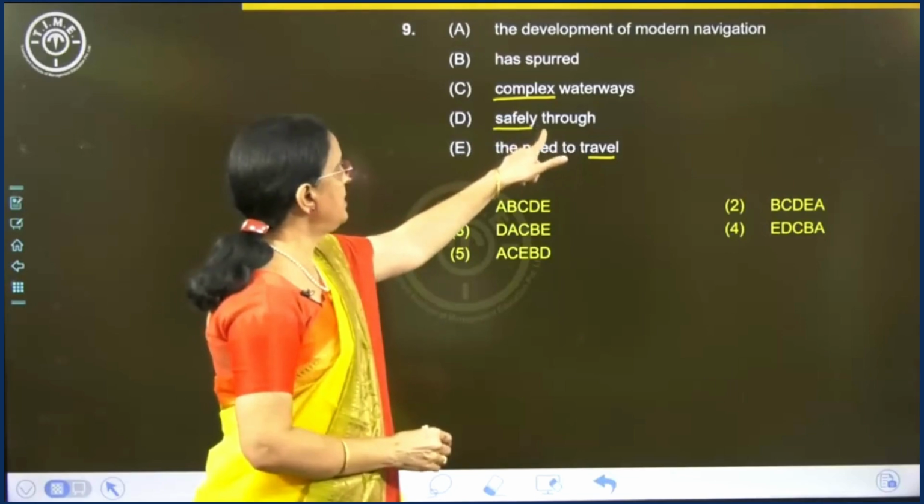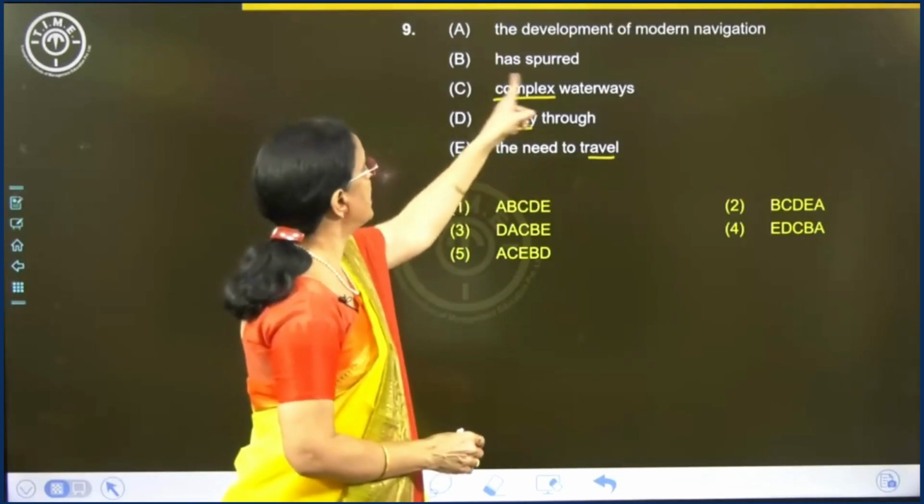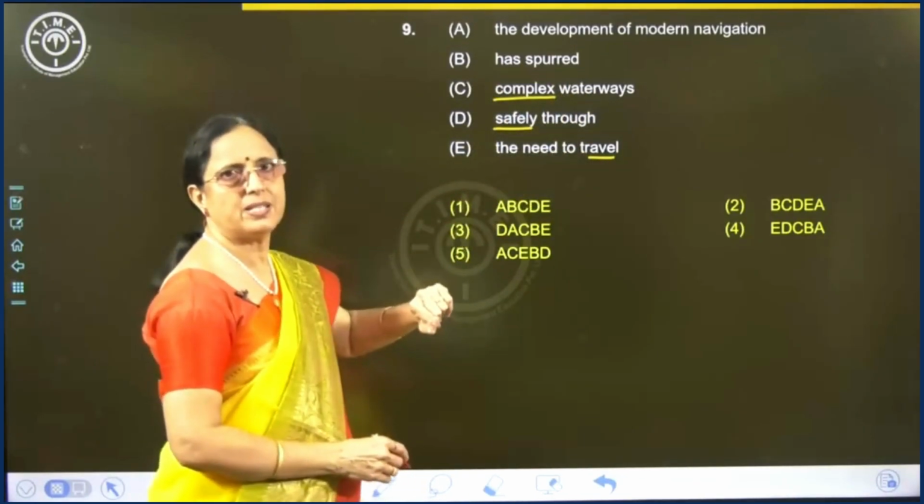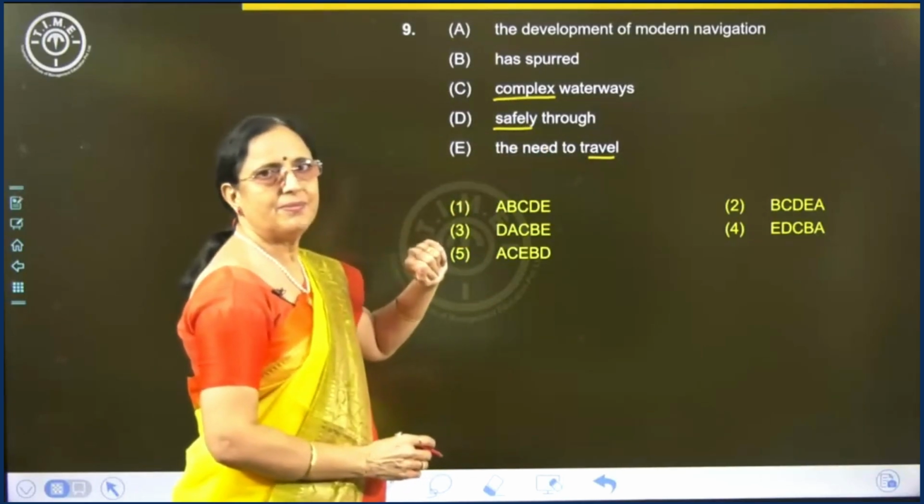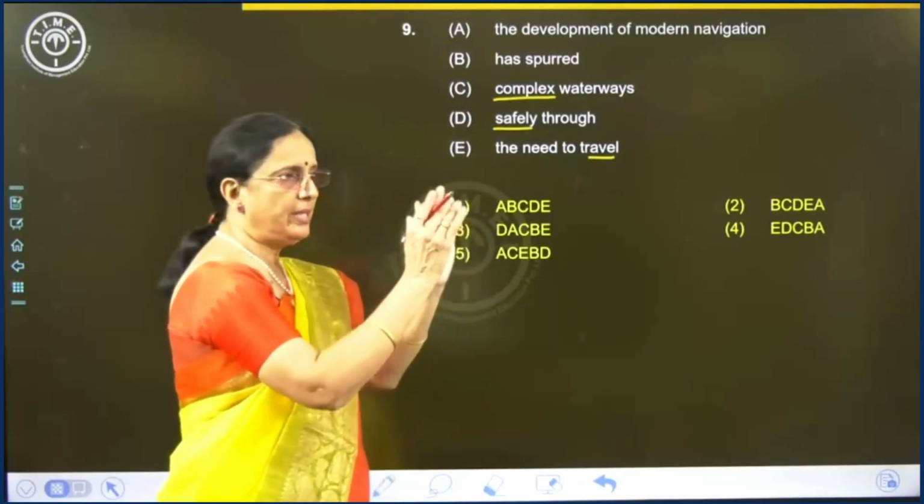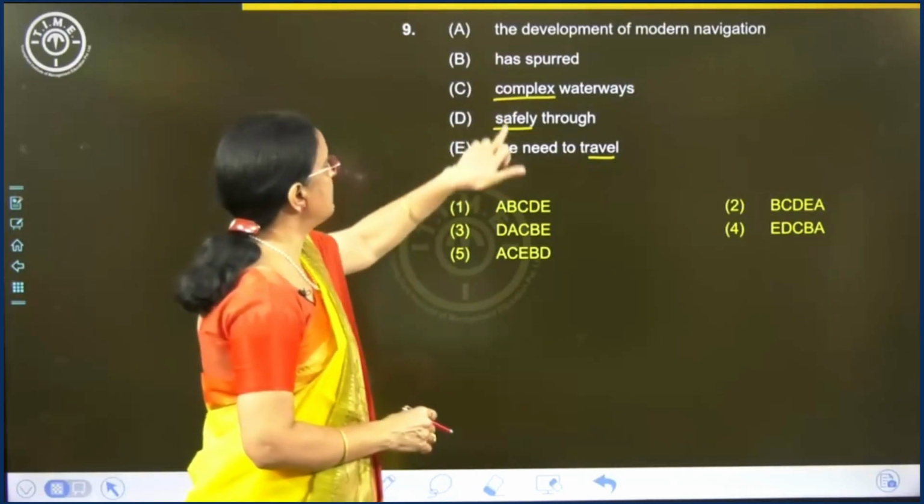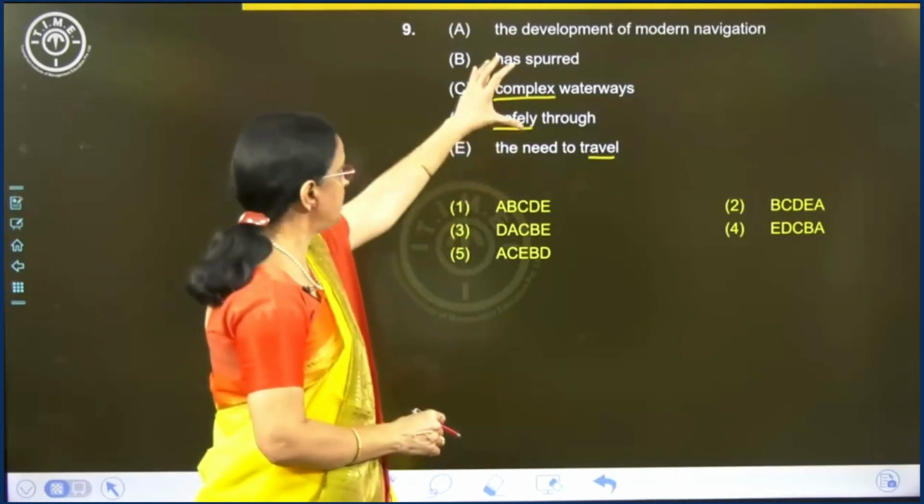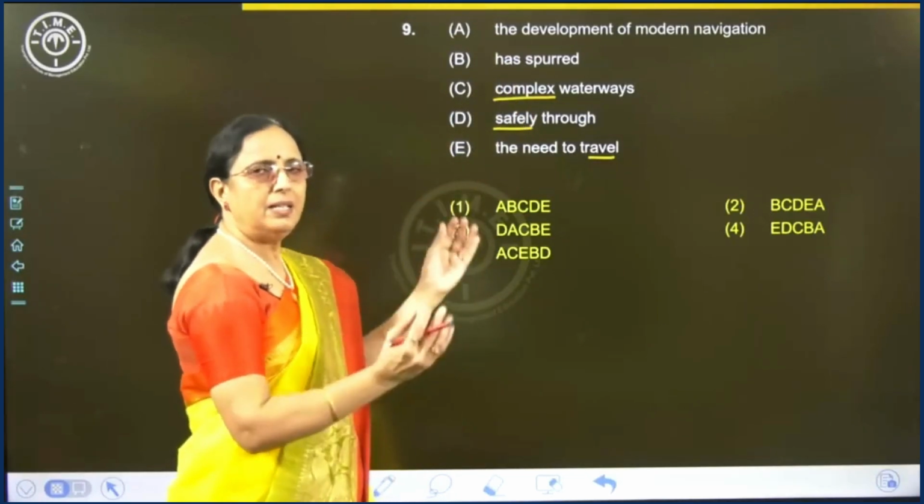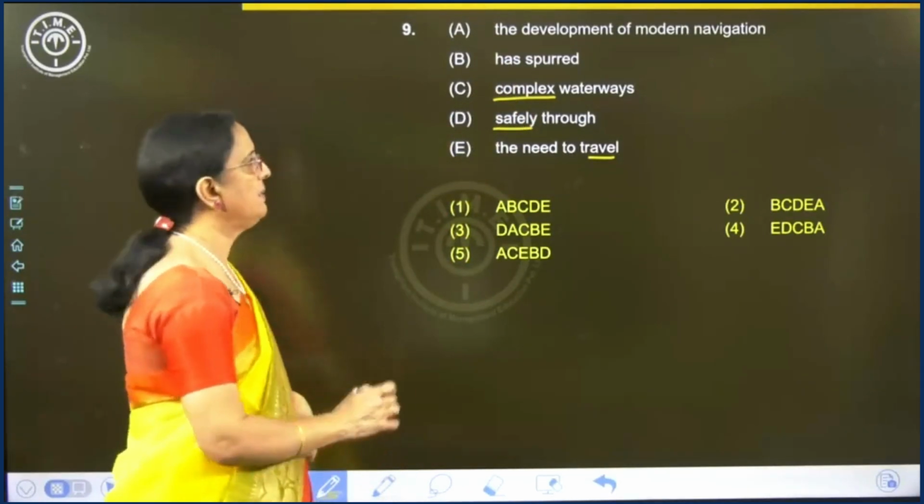If you don't read these two, then you may say the need to travel has spurred. That also makes sense. But where do you place these? So that's how you have to have 2-3 parts in mind, not just looking at only this and this part, not this and this part. So you should keep all these in mind and then rearrange them meaningfully.